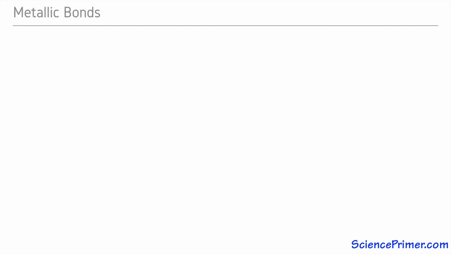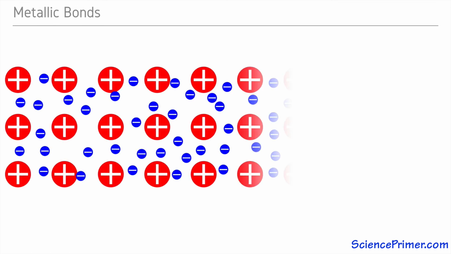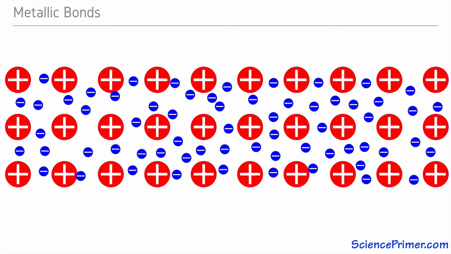The final bond type is the metallic bond. These bonds are unusual in that they do not form between pairs of atoms. Metallic bonds require the involvement of many atoms. They can be formed by atoms with d orbitals because the d orbital electrons are not as tightly associated with the atom as s and p orbital electrons.